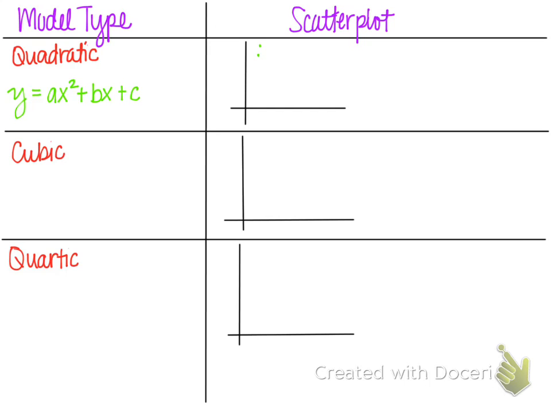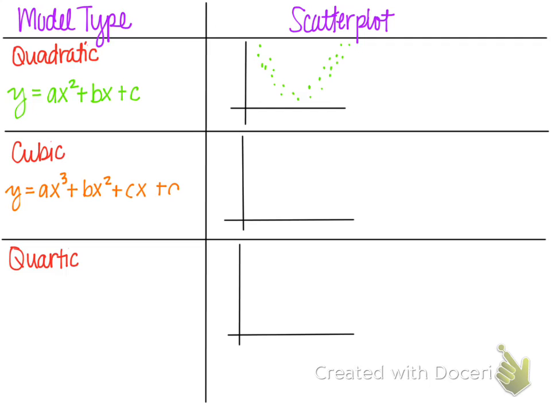So let's just draw a random scatter plot that kind of looks like a parabola. And this one's opening up. Now, just the same, it could be opening down. So it's curved.